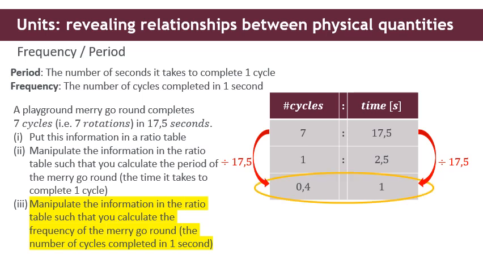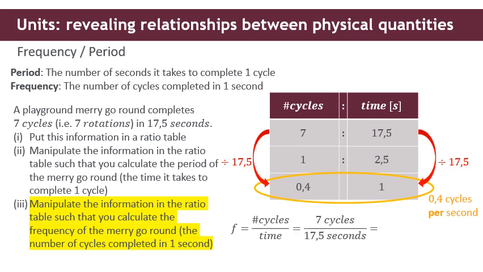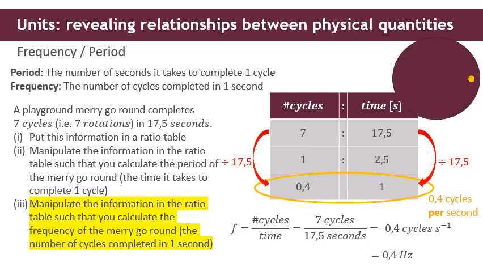Using the word per, 0.4 cycles per second. There it is in formula form. We took 7 cycles divided by 17.5 seconds, and we got 0.4 cycles per second. There's another unit that we can use for cycles per second. Do you remember what it is? Hertz, 0.4 hertz. Can you explain to your grandmother what that means in the case of the merry-go-round?